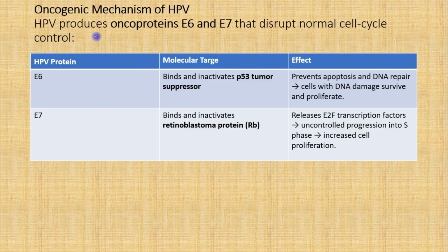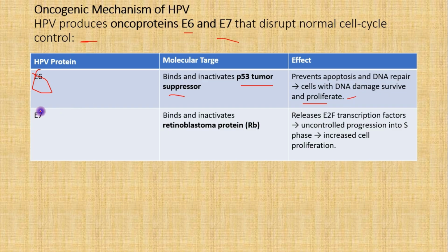Human papilloma virus produces oncoproteins E6 and E7 that disrupt normal cell cycle control. So the E6 protein binds and inactivates the p53 tumor suppressor. This prevents apoptosis and DNA repair. This results in cells with DNA damage that survive and proliferate. So cells that are damaged and have bad DNA will continue to proliferate.